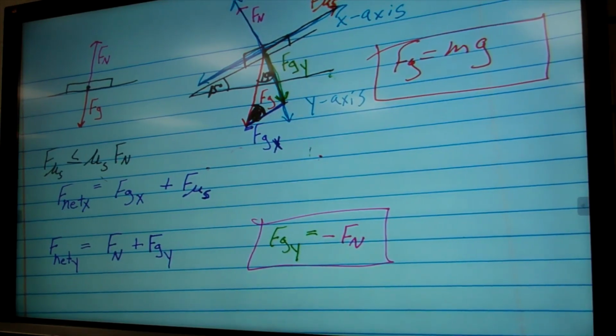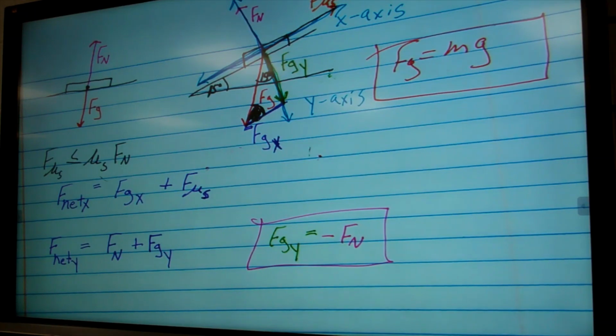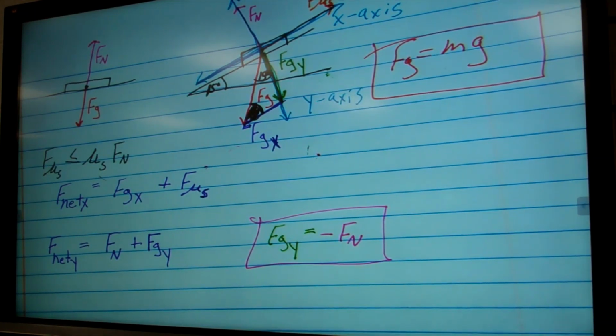I say we don't do anything else so I can let my brain soak this in. Okay, so that was force. Now you see why friction's so hard. That was force. Now we're going to go into motion.